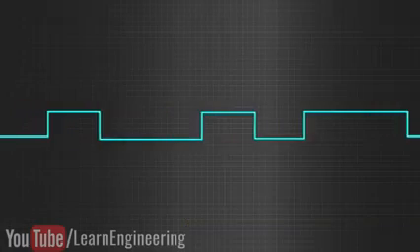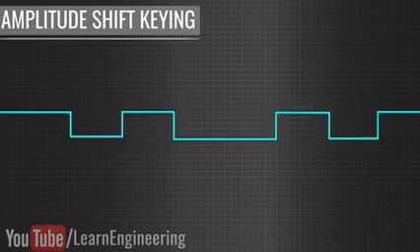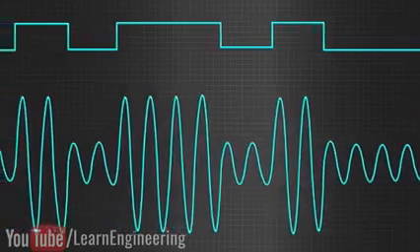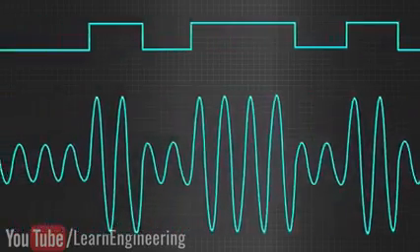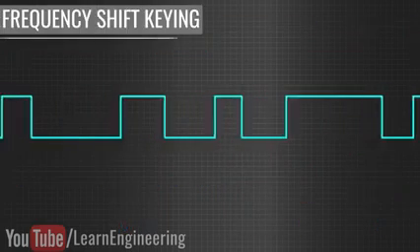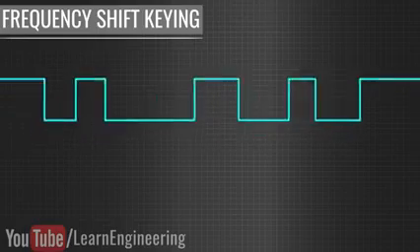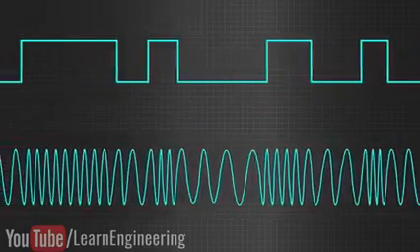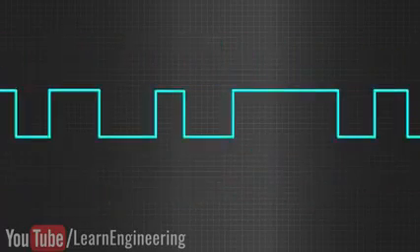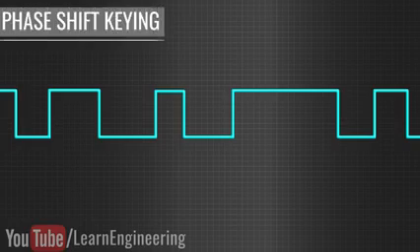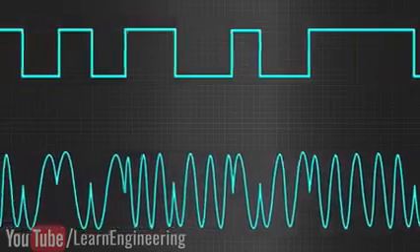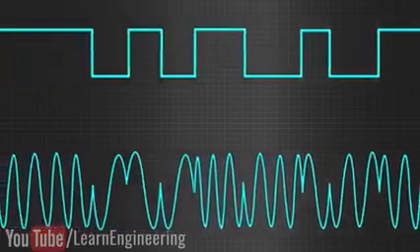The first digital technique is amplitude shift keying. Here, based on the digital pulses, the amplitude of the carrier signal is adjusted. High amplitude relates to 1 and low amplitude relates to 0. The next technique is called frequency shift keying. Here, based on the value of digital pulses, the frequency of the carrier signal is adjusted. In this case, high frequency relates to 1 and low frequency relates to 0. The third technique is phase shift keying. Here, the phase of the carrier signal is changed by 180 degrees when the digital pulse moves from 1 to 0 or 0 to 1.